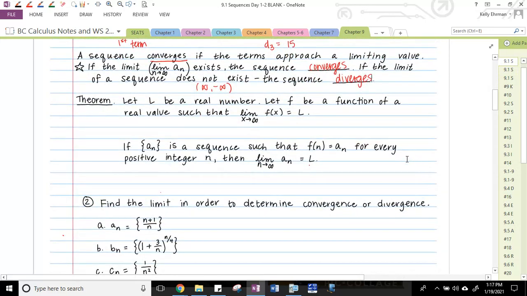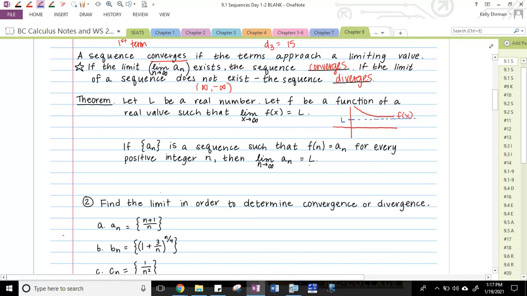All right, so here's the theorem. Let L be a real number. Let f be a function of a real value such that the limit as x approaches infinity of f of x equals L. So what is that saying? Let's do a little picture here. That's just saying, here's some f of x. I'm going to just draw in a boring little f of x. Say that's f of x. And let's just say L is some y value here. So this is just saying, hey, f of x, as we go toward infinity, it's approaching L. So that is the limit as x approaches infinity.